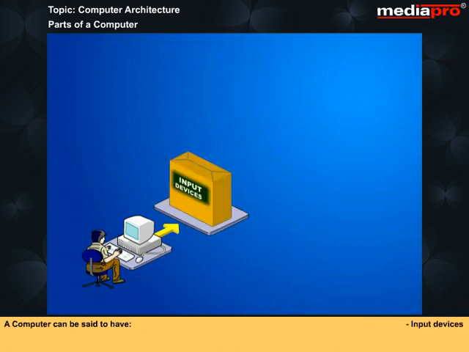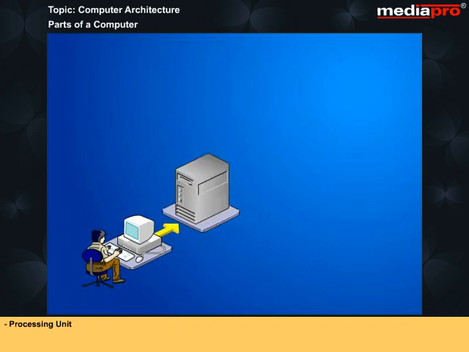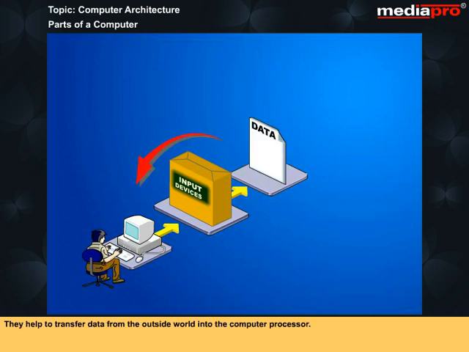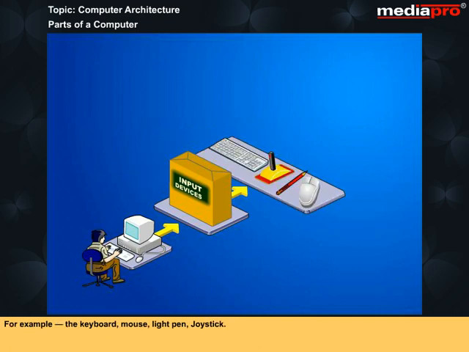A computer can be said to have input devices, output devices, processing unit, and storage devices. The job of input devices is primarily a one-way street. They help to transfer data from the outside world into the computer processor. For example, the keyboard, mouse, light pen, and joystick.